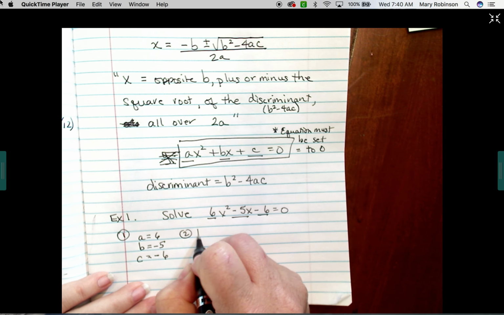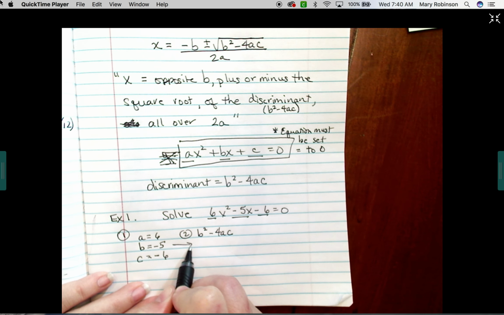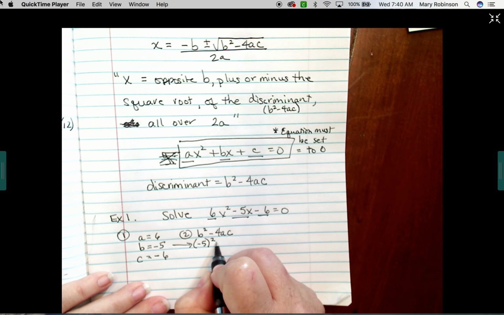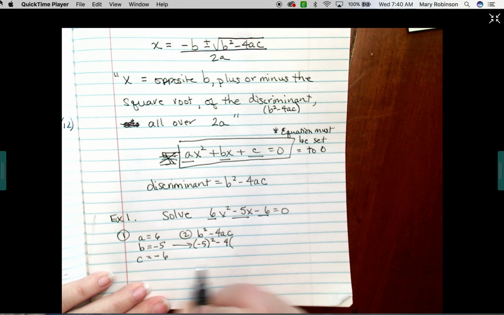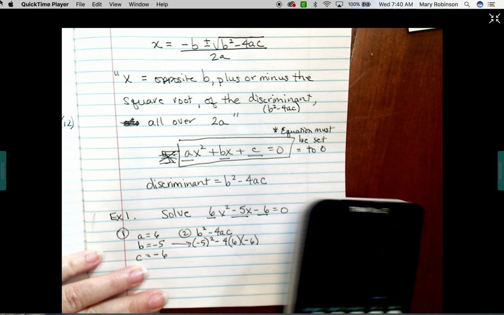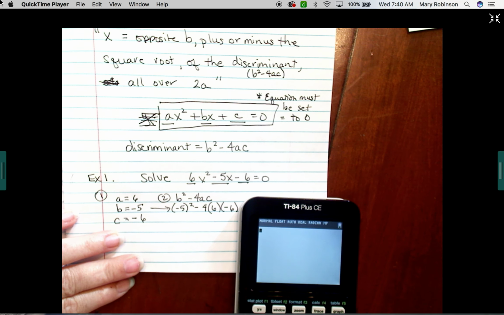Second step is to find the discriminant. So your B value is -5. Remember to put that in parentheses, so when you put it in the calculator, it will do the math correctly. Your A value is 6, and your C value is -6. So whether you use your Graphing X app or a calculator, either one is fine.